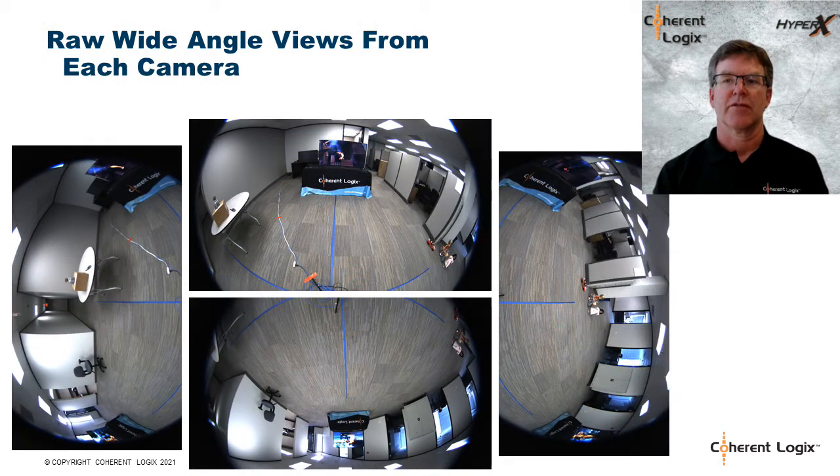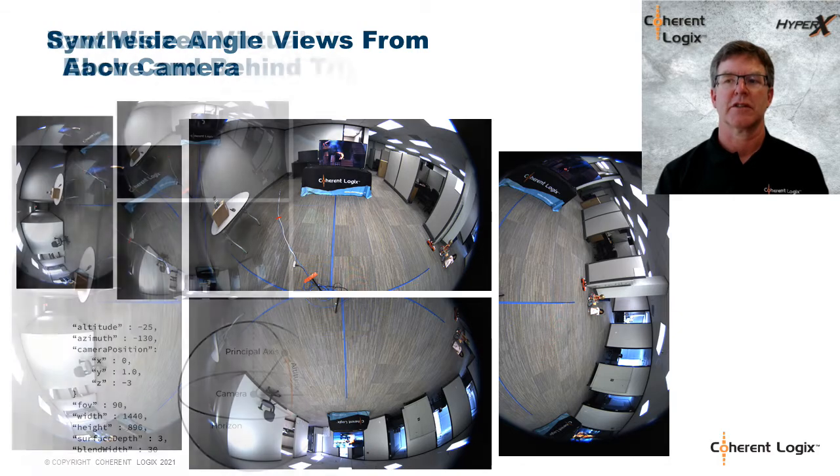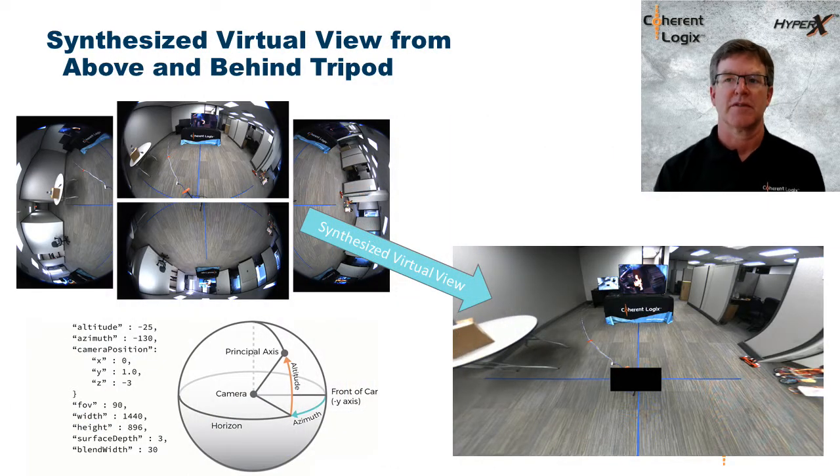The wide-angle view from each camera is shown here with the placement of each in the location of the direction of the field of view. This is the input data for the virtual view generation. In the lower left, we show the parameters for the virtual view, including X, Y, and Z position and camera pose, azimuth, and altitude, as well as camera field of view and rendering surface depth. In the view on the lower right, the virtual camera is positioned above and behind the actual cameras on the tripod, looking forward and down. No physical camera is in that location.